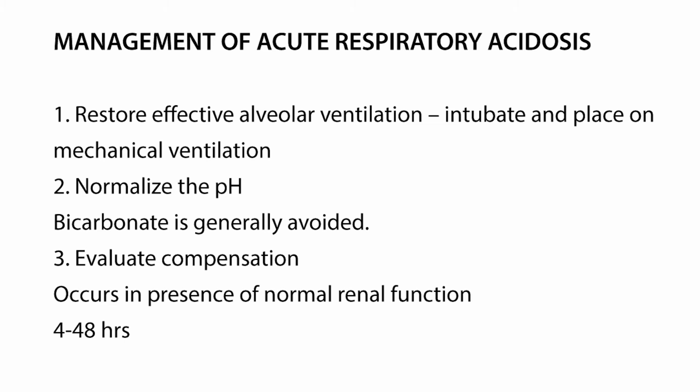Primary mechanism to treat respiratory acidosis is to increase the tidal volume and/or the respiratory rate to increase the minute ventilation. Next step, normalize the pH. Although a life-threatening pH must be corrected to an acceptable level promptly, a normal pH is not the immediate goal. Use of bicarbonate is generally avoided because of the risk of alkalosis when the respiratory disturbance has been corrected.